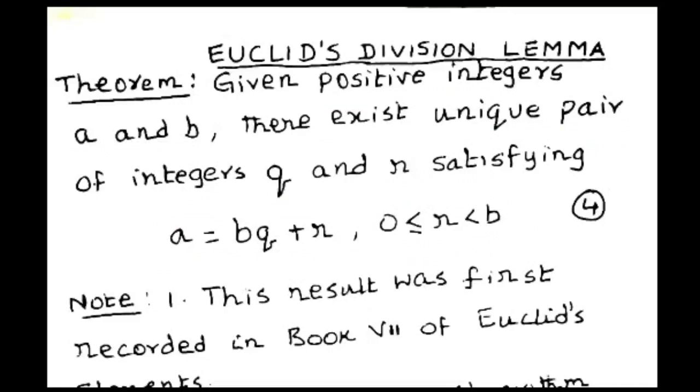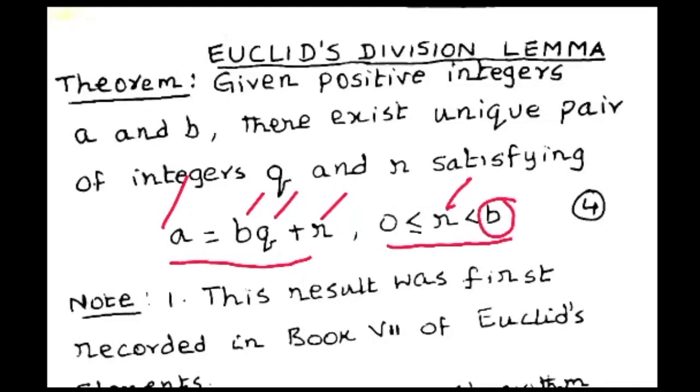Now, again, students must understand this concept. A equal to BQ plus R, where A is the dividend, B is the divisor, Q is the quotient, R is the remainder. And the remainder value is from 0 to B minus 1, where B is the divisor: 0, 1, 2, 3 and so on, B minus 1. So this unique pair, what is the unique pair? Q and R are the unique pair.